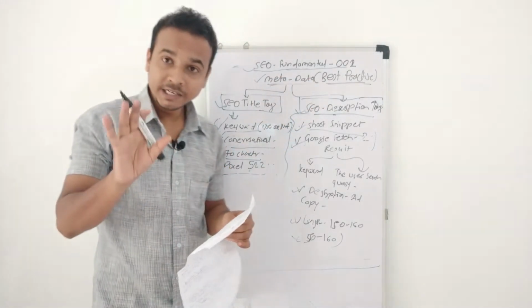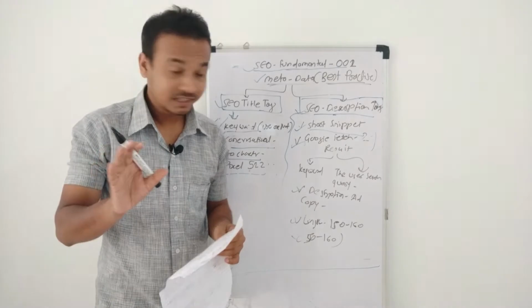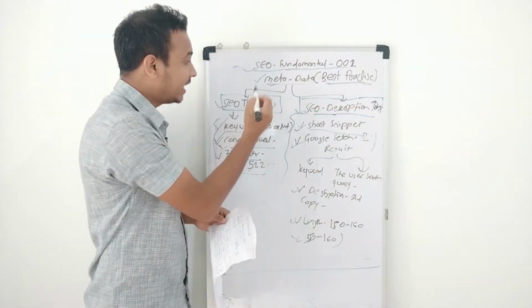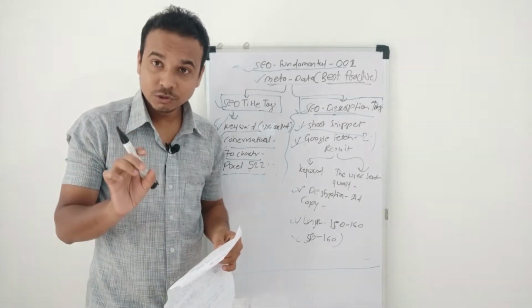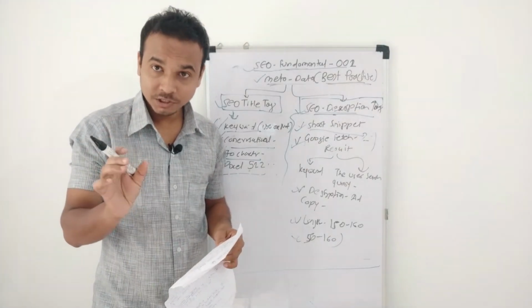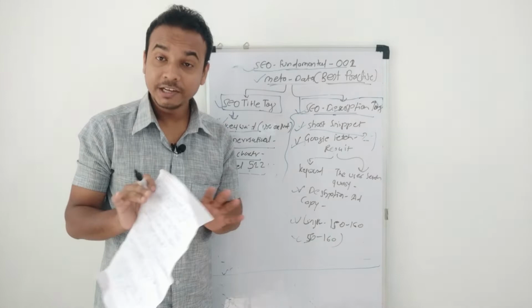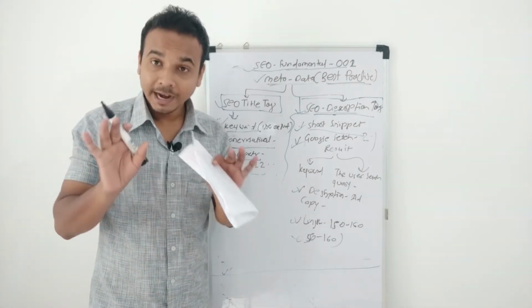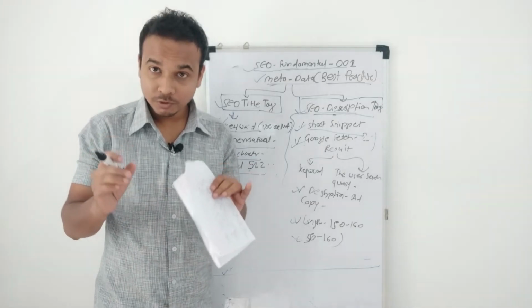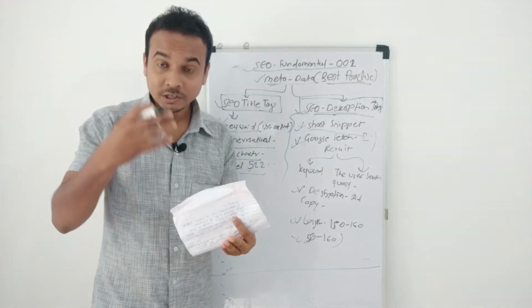And in metadata, there are two important factors. First is the SEO title tag and second is the SEO description tag. Writing an SEO title tag and an SEO description tag is a very crucial and important thing in the SEO scenario. Actually, it can help your users to click on your particular link.